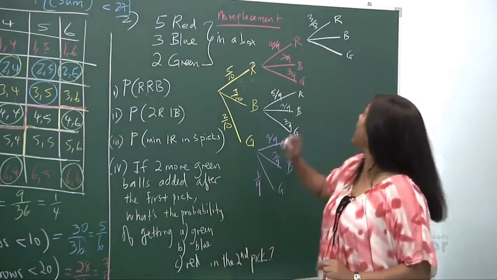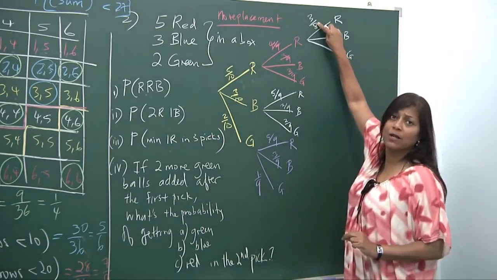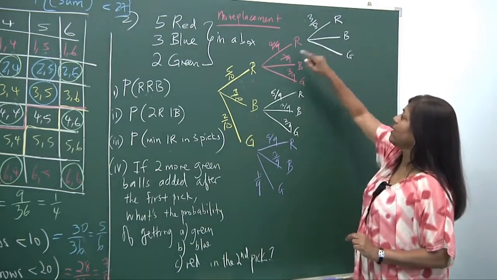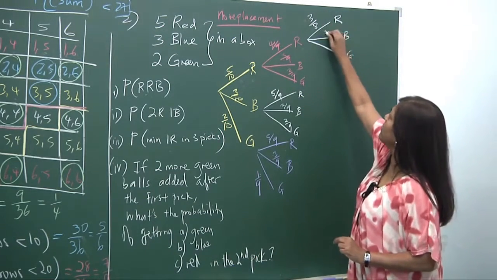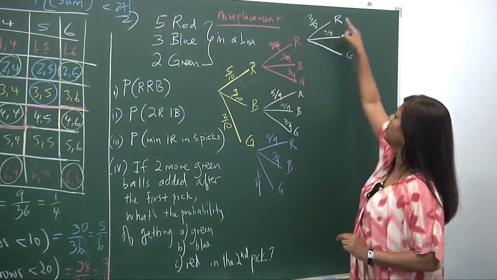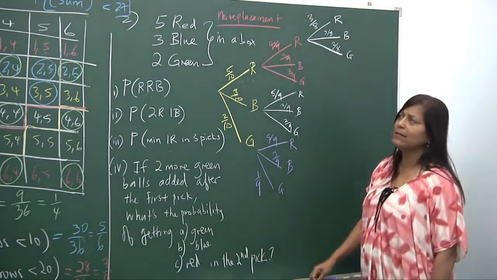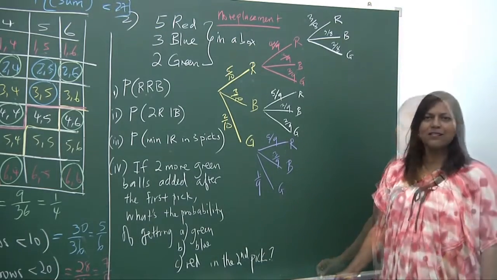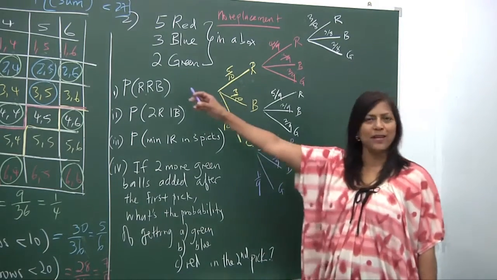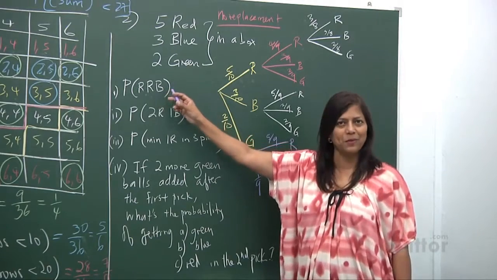What's the chance of getting 3 out of 8 could be a red. As for the blue, there are 3 out of 8, because you've not taken the blue yet. As for the green, 2 out of 8. So what's the probability of getting a red, red, blue?